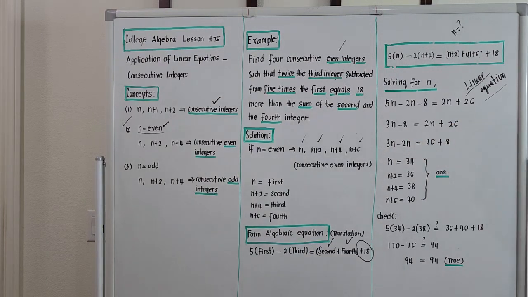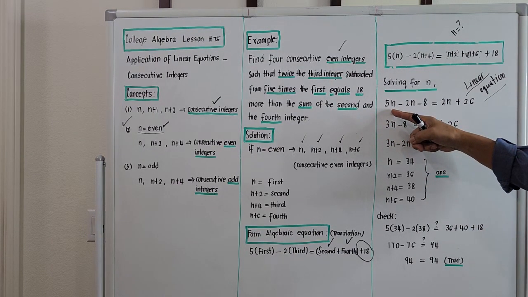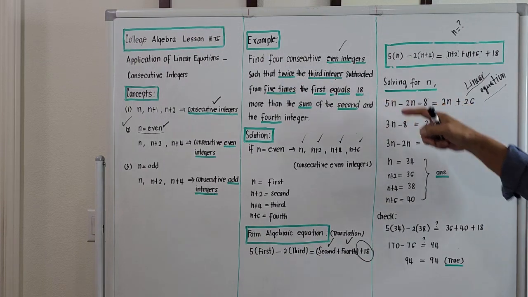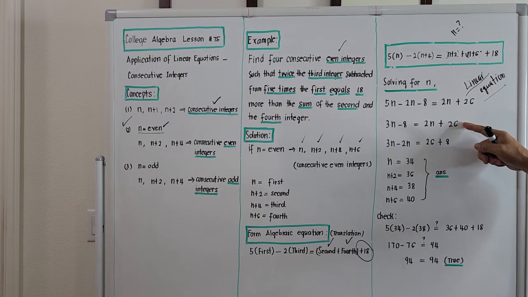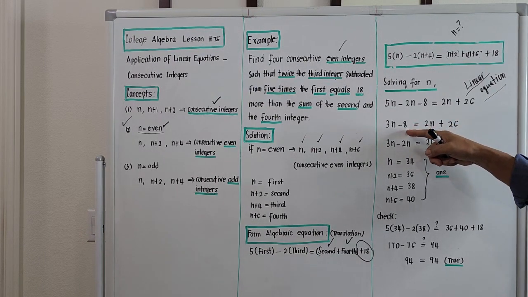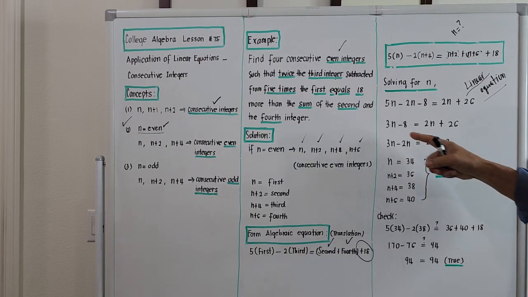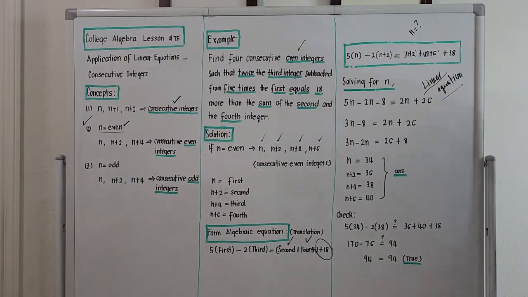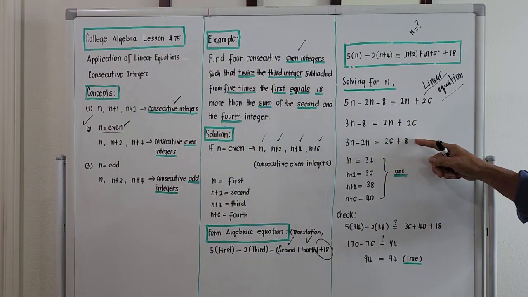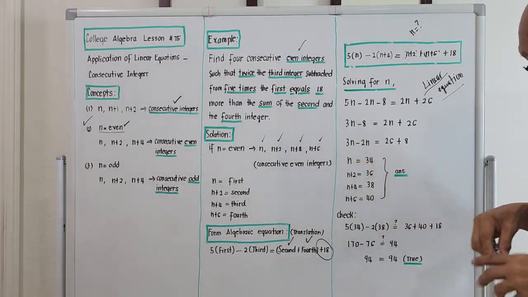According to the rule, put the unknown on the left hand side and all pure constant terms on the right. So 3n, minus 2n equal to 26. We want to eliminate the minus 8 on the left, so we transpose it to the right. It will now be plus 8. 3n minus 2n is n, and 26 plus 8 is 34. So n is actually 34.